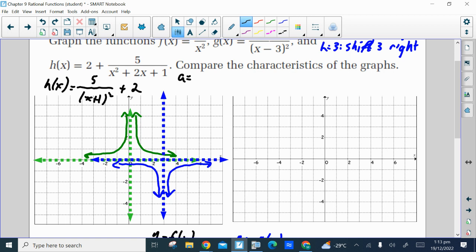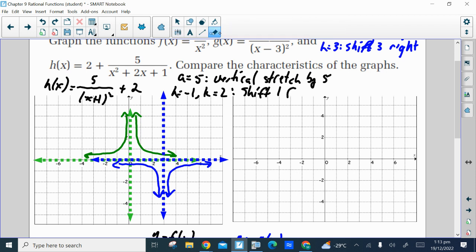So now we can see again, we have an a value of 5, so that is a vertical stretch by 5. This means the values of y are going to get bigger faster. And then we have an h value of -1, a k value of +2. So the graph will shift one left and 2 up, which will change both of our asymptotes.